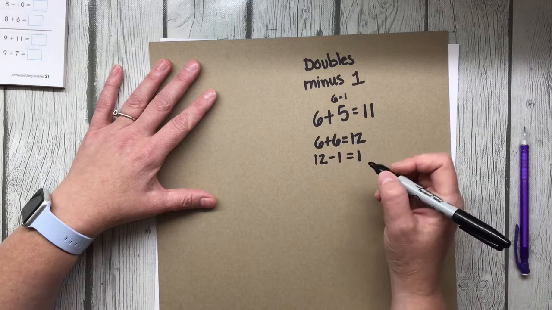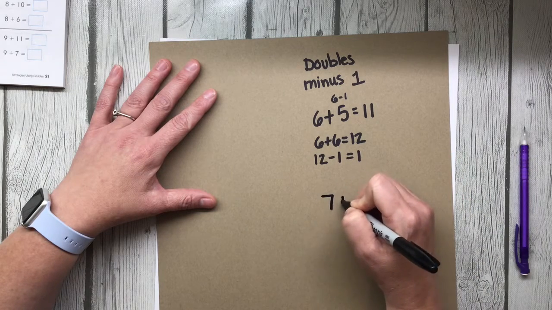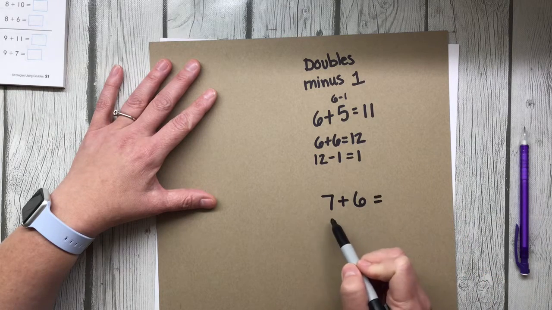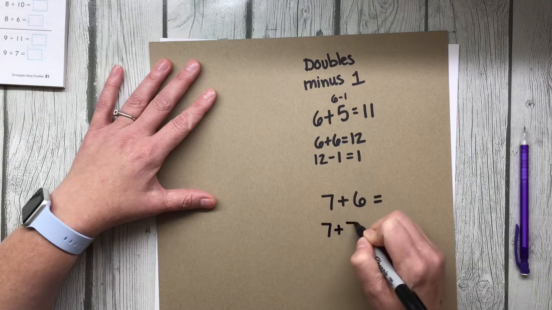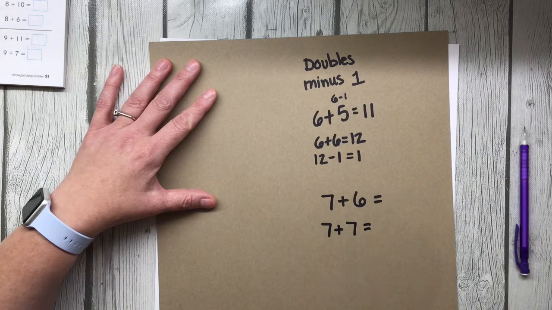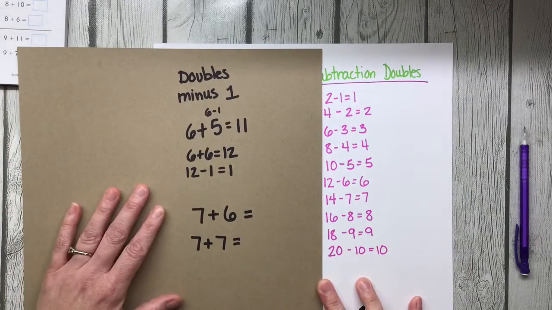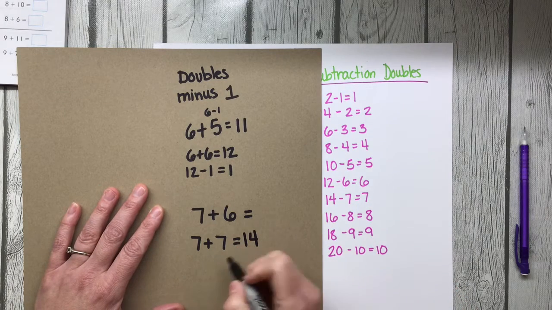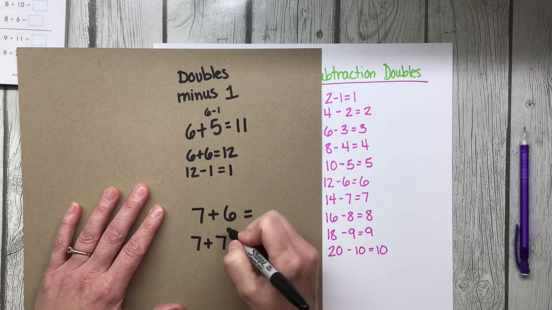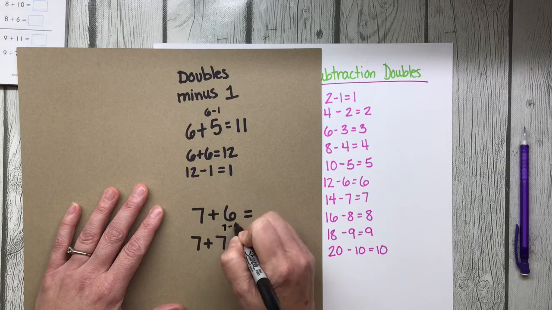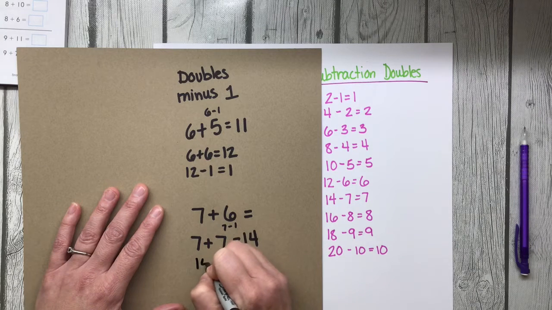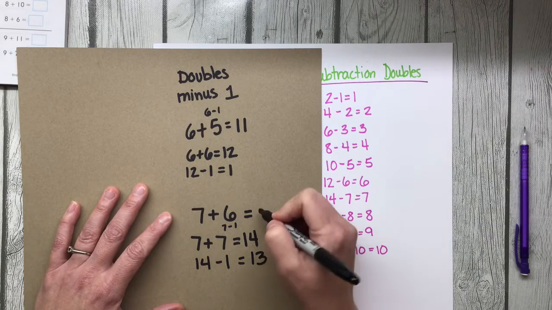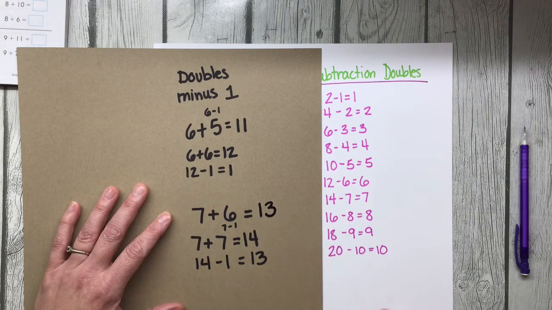So let's go ahead and try 7 plus 6 equals. So what we're going to do is we're going to add 7 plus 7. And we know that fast, so we know that 7 plus 7 equals 14. Now we know that we don't have a 7 there, really. This is just a 7 minus 1. So we need to do 14 minus 1 right now, and that equals 13. So 7 plus 6 equals 13.